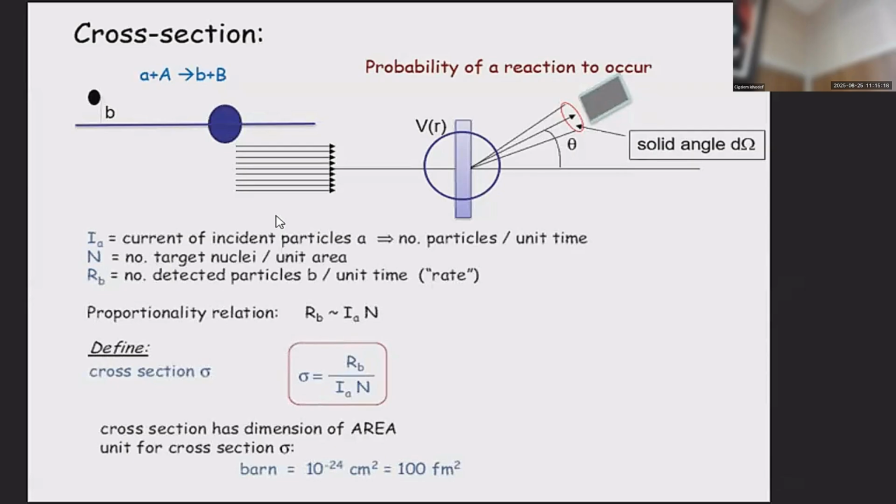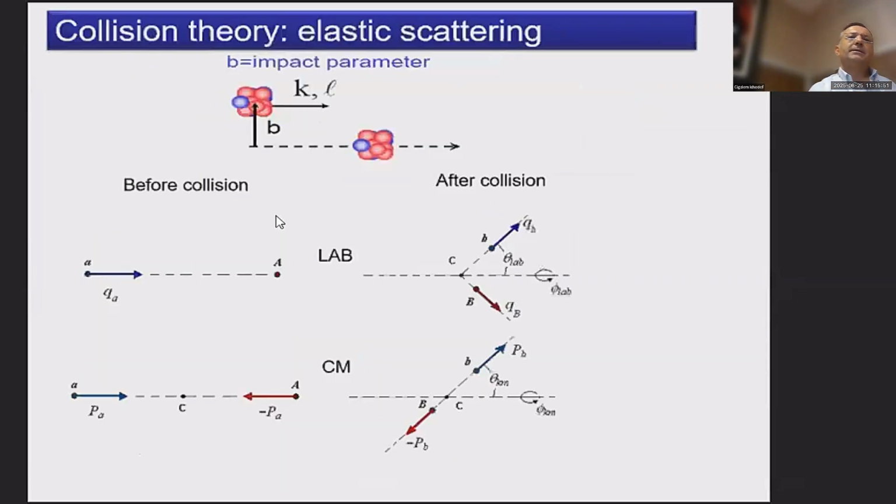Therefore, the ratio of them is called cross-section, and the unit of cross-section is a unit of area, of course. It is meter squared, centimeter squared, or commonly called barn. One barn is 10 to the minus 24 centimeters squared. Please don't forget this barn or cross-section concept.